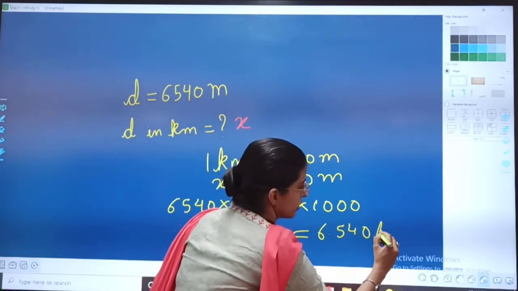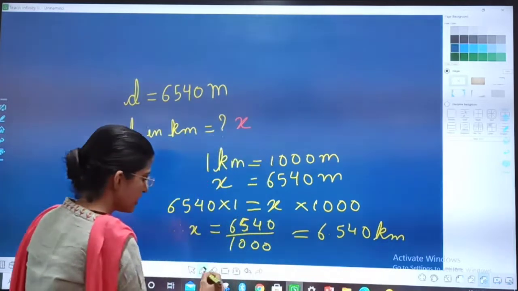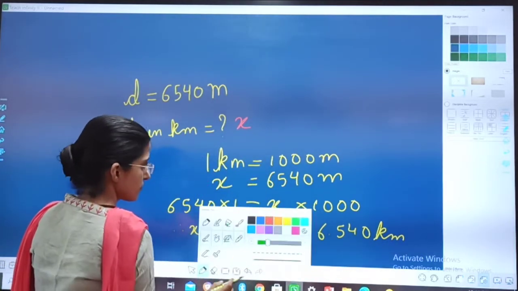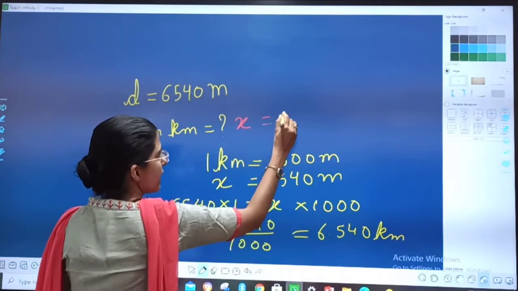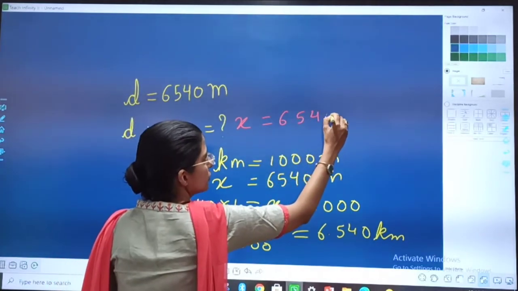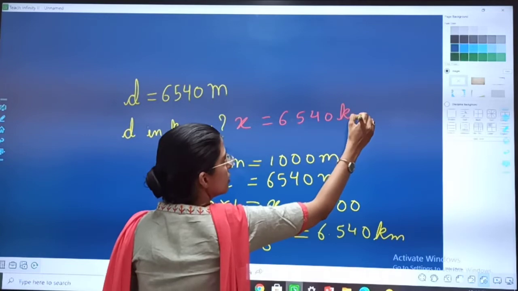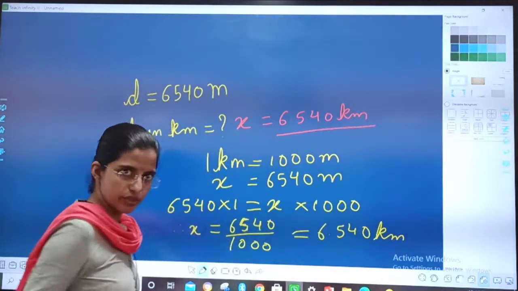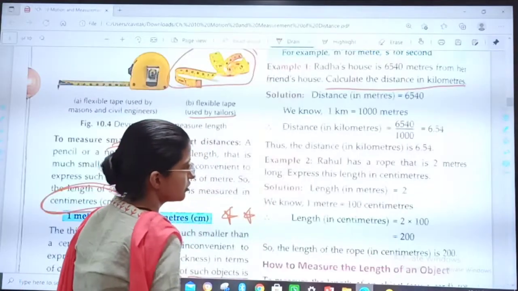kilometer. Okay, so our answer is x is equal to 6.540 kilometer. Okay children, now let's move forward.